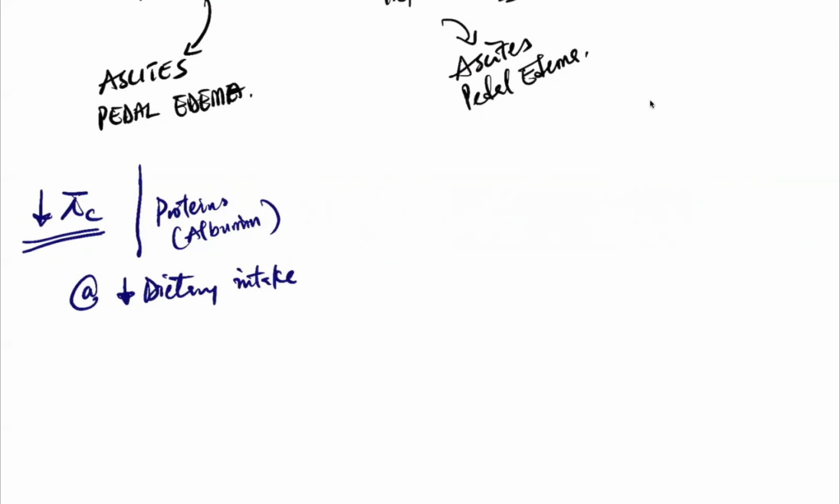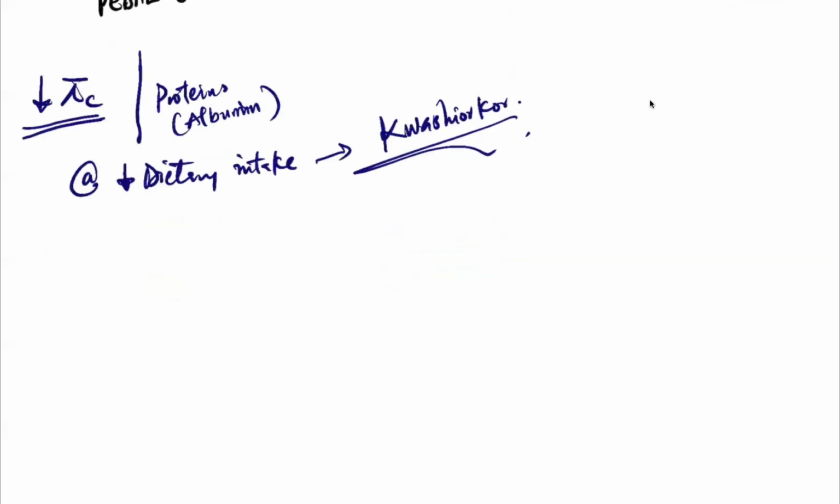Think of a patient with kwashiorkor. That would be your classic example of decreased dietary intake. These people have decreased protein intake, and that results in decreased capillary oncotic pressure, which causes them to have edema. If you look at every image of those children, you're going to see them with their big bellies, right? Something of that nature.